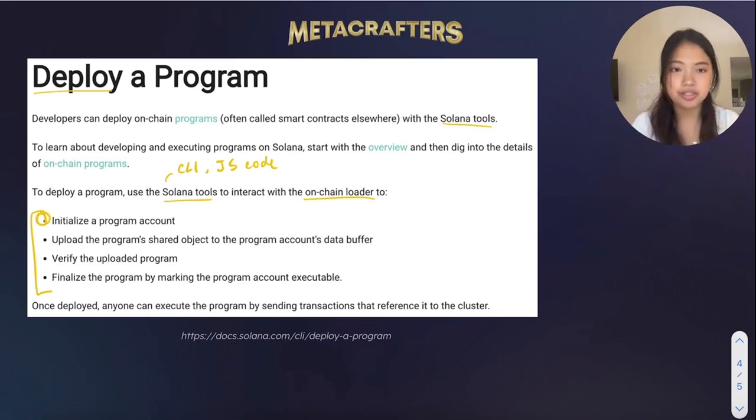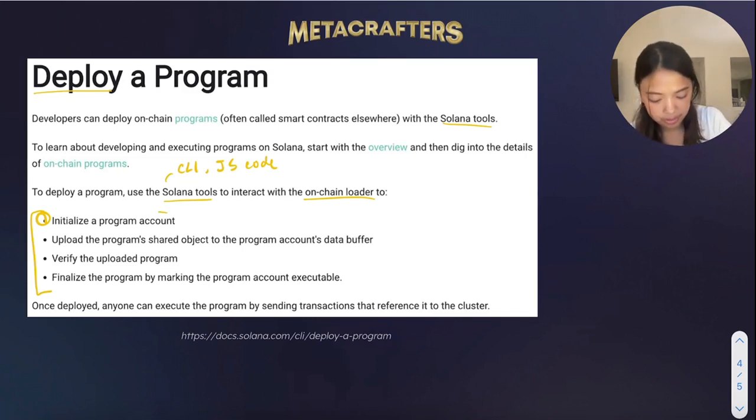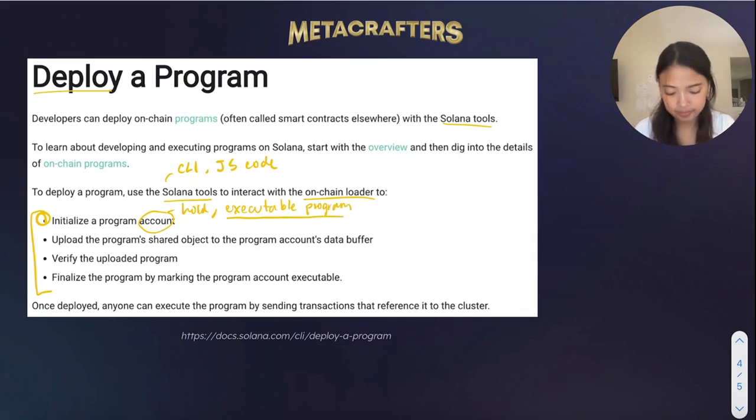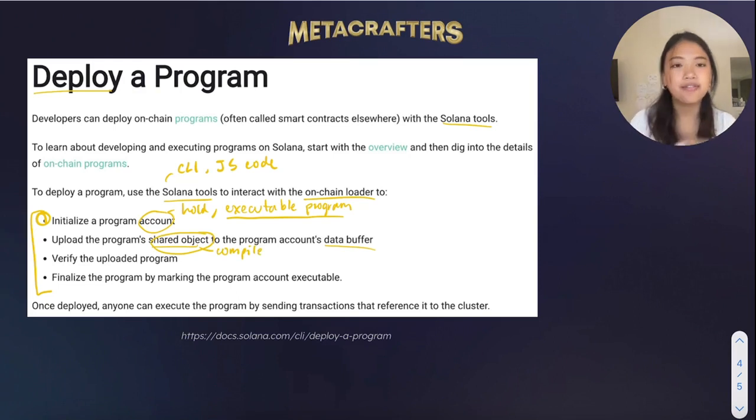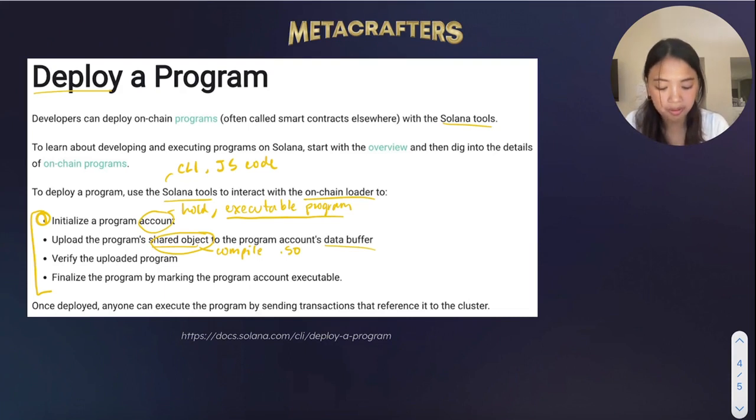The first thing that we need to do is initialize a program account. In Solana, almost everything is an account. Accounts can either hold data or hold an executable program, which is what we're doing in this case. The next thing that we need to do is upload the program's shared object to the program account's data buffer. So what does this mean? Whenever we compile a program, we get a file with an extension of .so. And this is what we want to upload to the program account's data buffer.